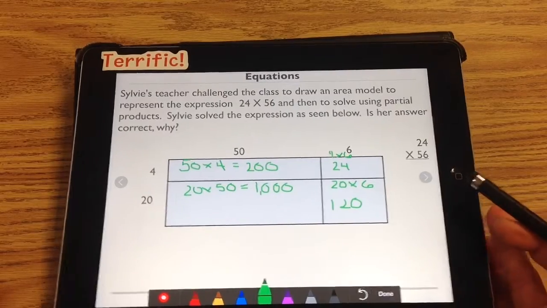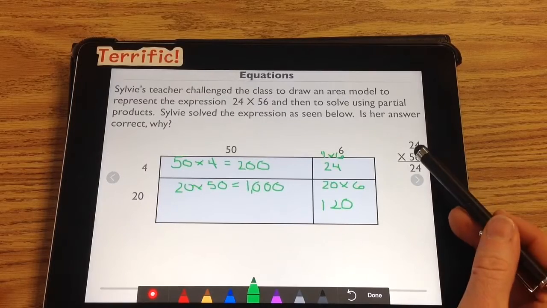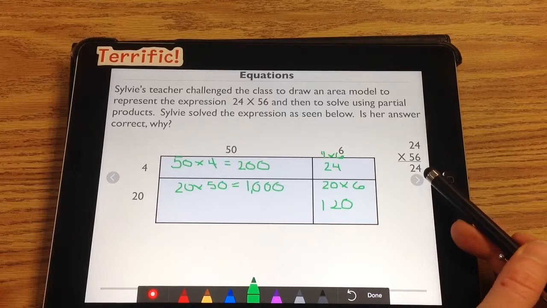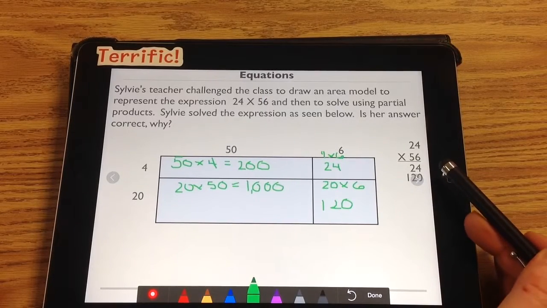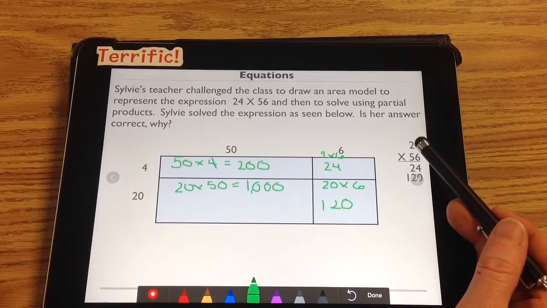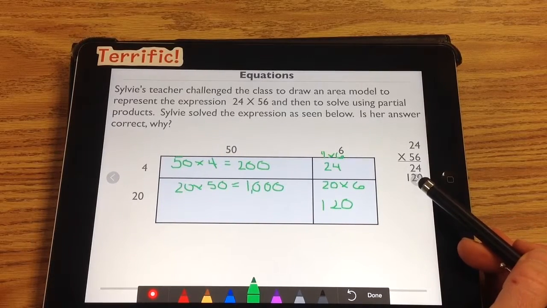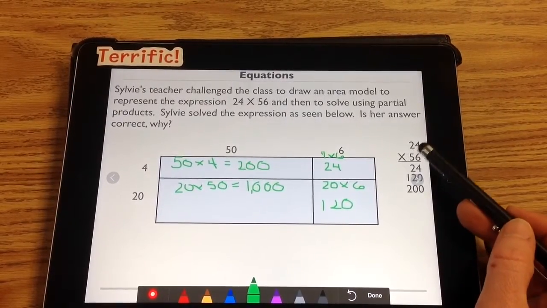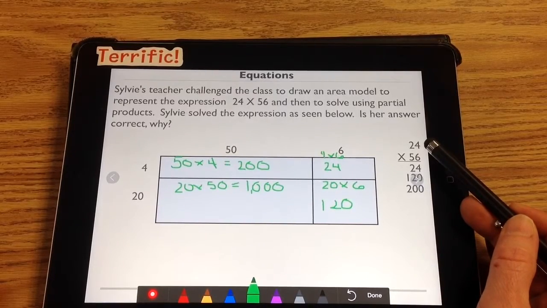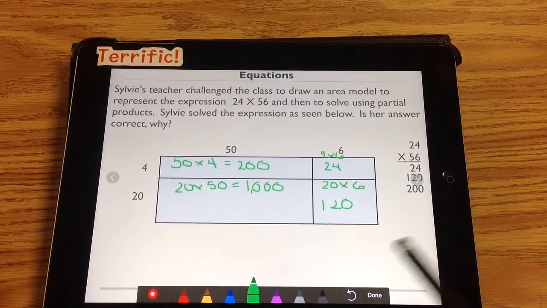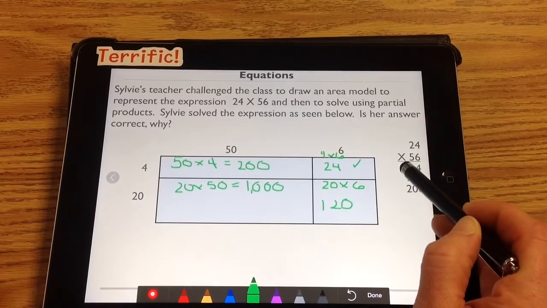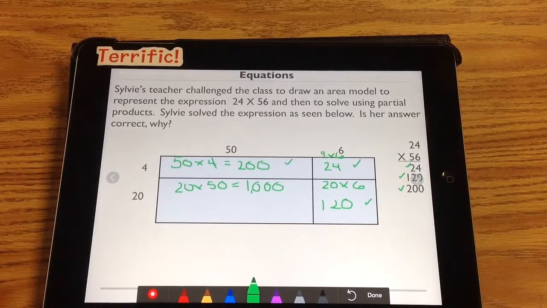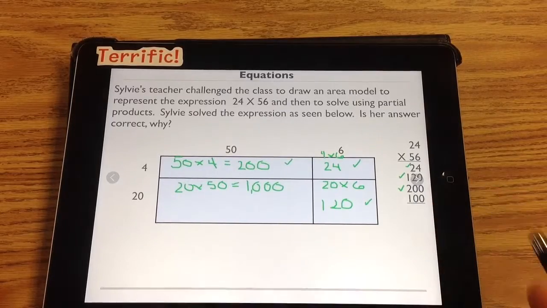Here's what she did. She solved 6 times 4 as 24. Is that correct? Yes. Then she solved 6 times 2 tens, which is 12 tens, which is 120. Is that correct? Yes. And then she solved 5 tens times 4, which is 20 tens, which is 200, correct? So you'll see so far we've got 24, 24, 120, 120, 200, 200. So far, so good, right? Let's see how she did next.